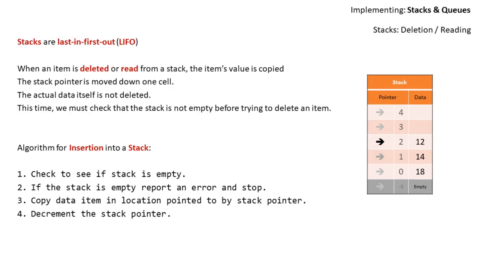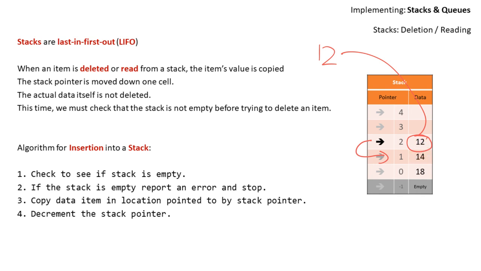Okay, so let's now take a look at deleting or reading an item from a stack. The first thing we do is check to see if the stack is empty, and if it's empty, report an error and stop. Assuming it's not empty, we now copy the data item being pointed to by the top of the stack, that's this one here. We copy it out, and then we decrement the stack pointer so it's now pointing to the number 14. So this is now the top of the stack.